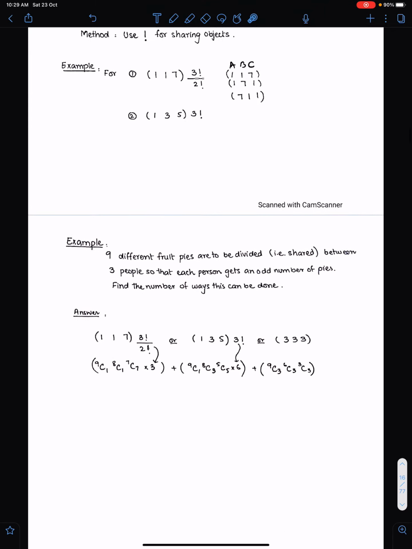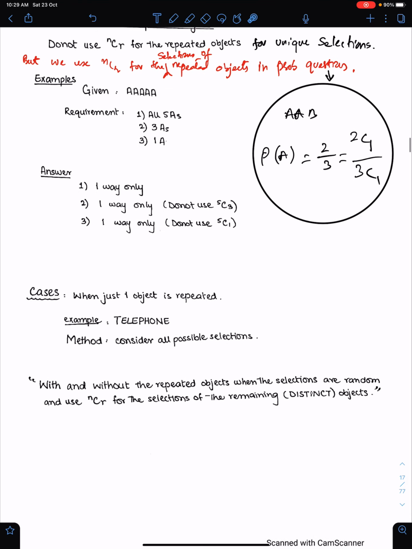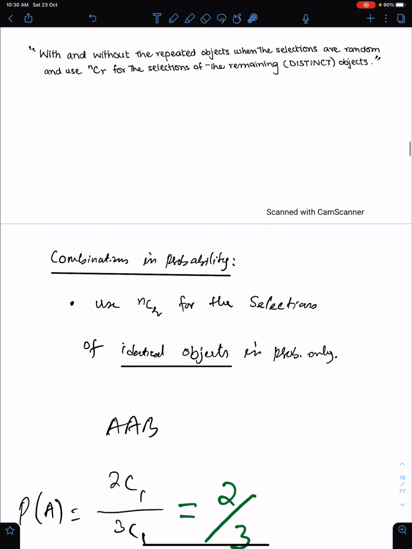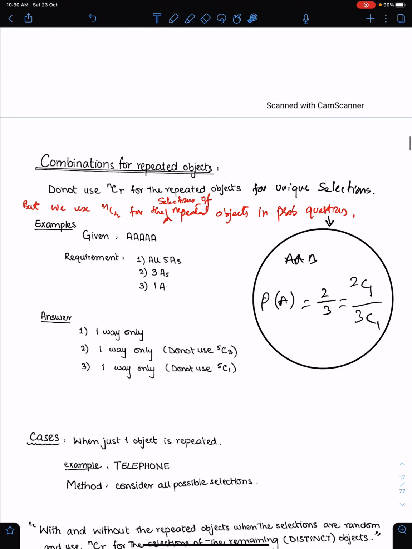Now coming back to combinations. Now combinations for repeated objects cases when just one object is repeated. Like in this example, telephone, only one letter E is repeated. So method: consider all possible selections, that is with and without the repeated objects when the selections are random, and use NCR for the selections of the remaining distinct objects. We will do this in this way.